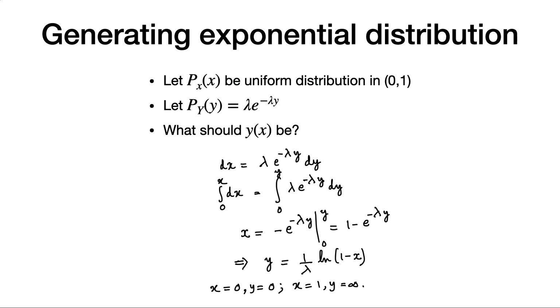So I take a random number between 0 and 1. Then I say, oh, if the number is 0.5, my y is actually 1 by lambda log 1 minus x. And I get an answer for y. And p of y will be exponentially distributed. So that's how, if you are given some unknown distribution, you would generate it on a computer, given a known distribution.